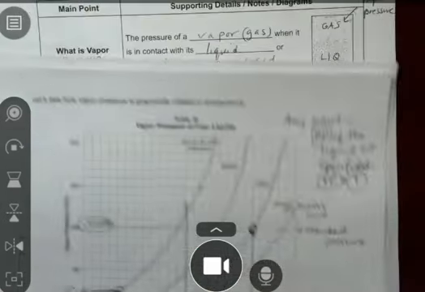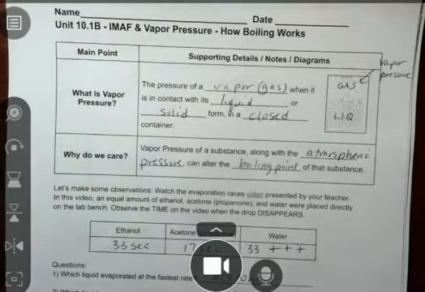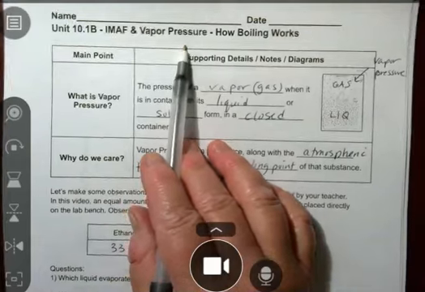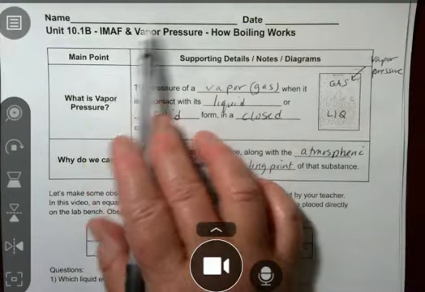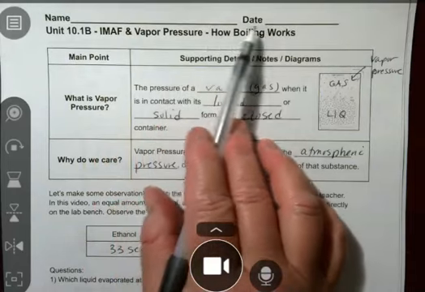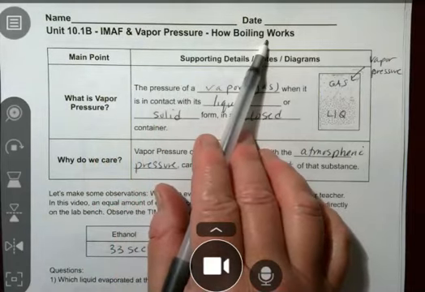So in this video lesson, we have taken a closer look at how vapor pressure is dependent on intermolecular attractive forces and how that vapor pressure determines the temperature that a liquid will boil at.